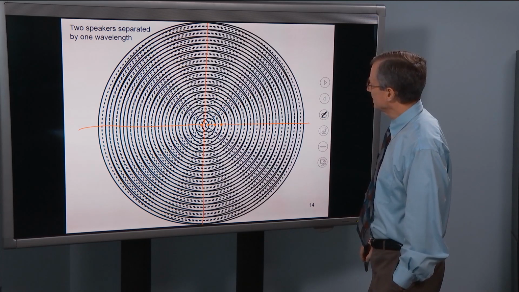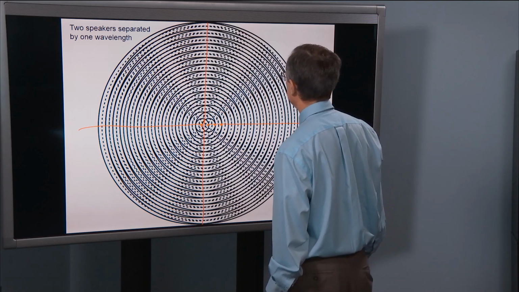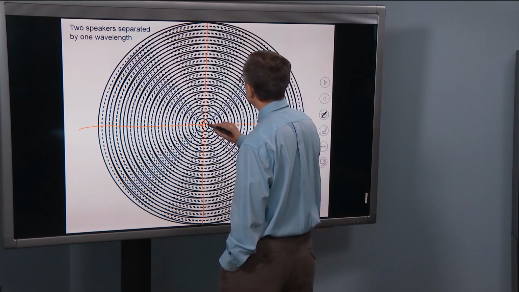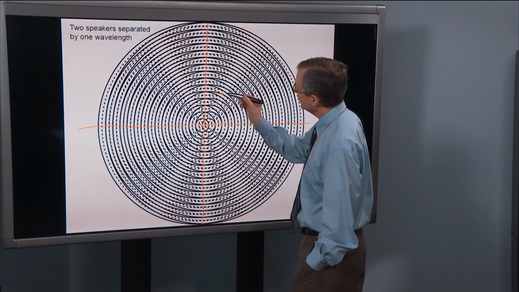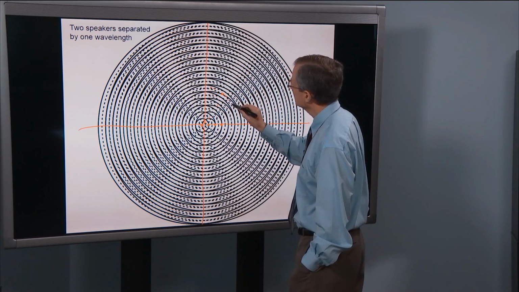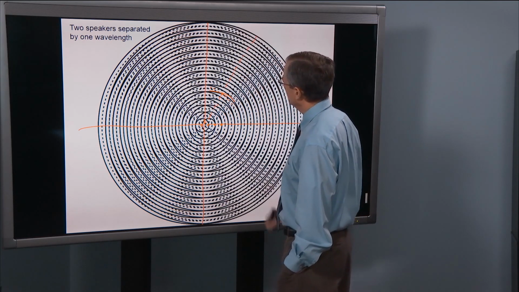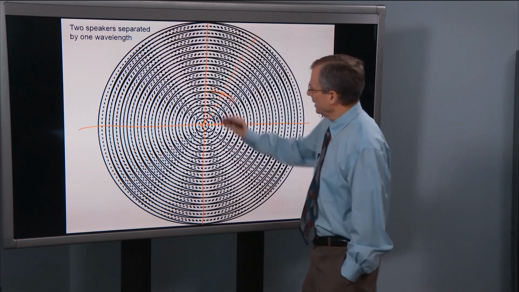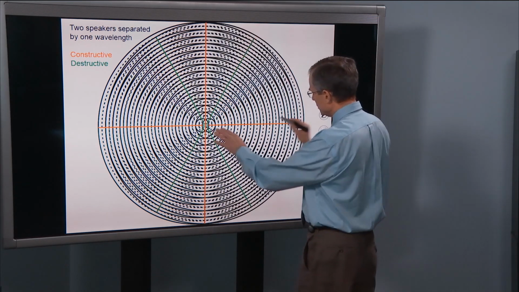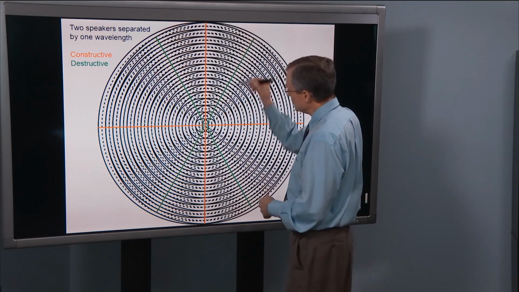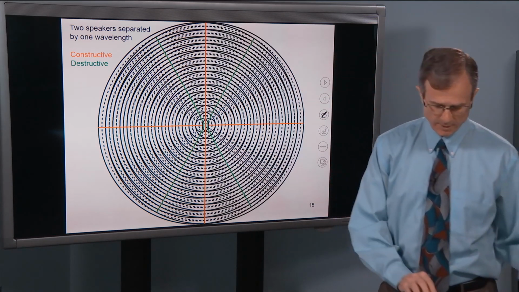And we'll get destructive interference right along here. There's a dotted line coming along like this, and a solid line coming along like that, that intersect at this point. We get destructive interference there, as well as in other locations. So if we color the constructive interference lines red and the destructive interference lines green, that's the sort of pattern we get with two speakers separated by one wavelength.